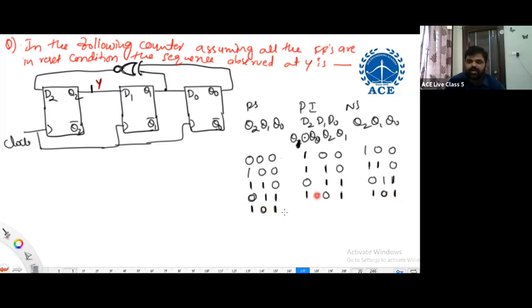Then what do we get here? Q1 XNOR Q0 is 0. Q2 is 1, Q1 is 0. Then what is the next data? 0, 1, 0. Then 0, 1, 0 is becoming the present state.